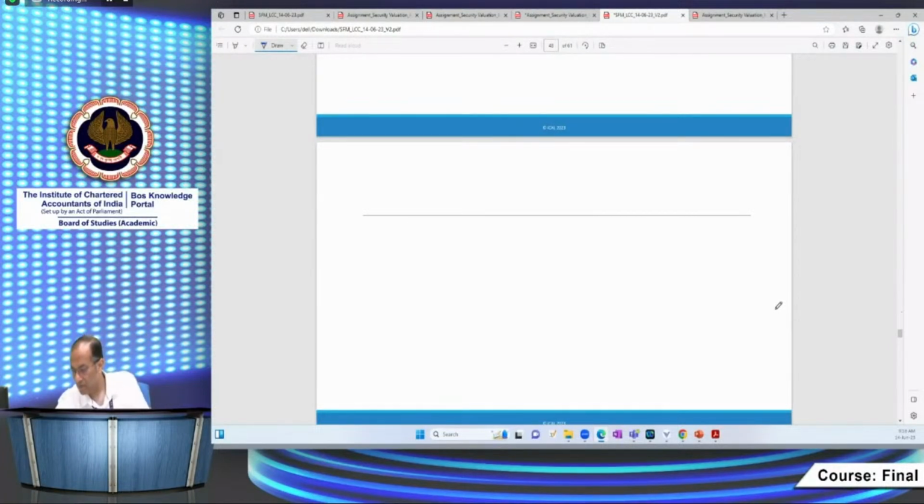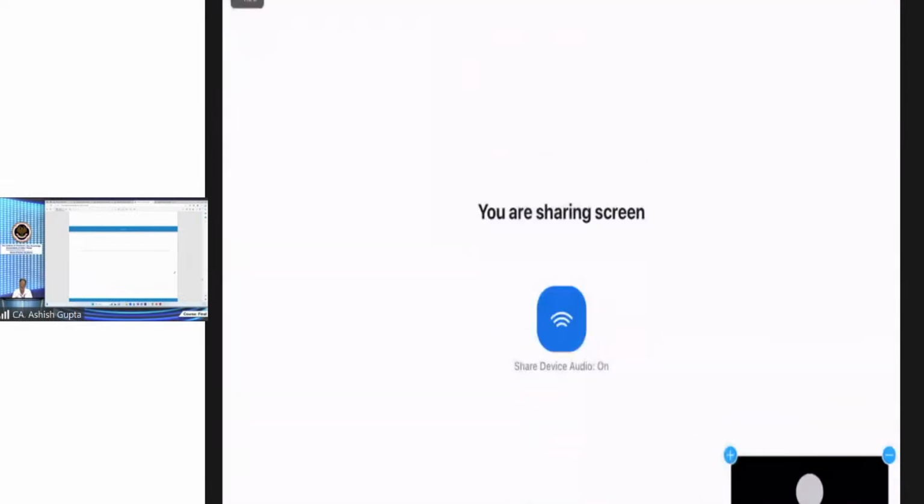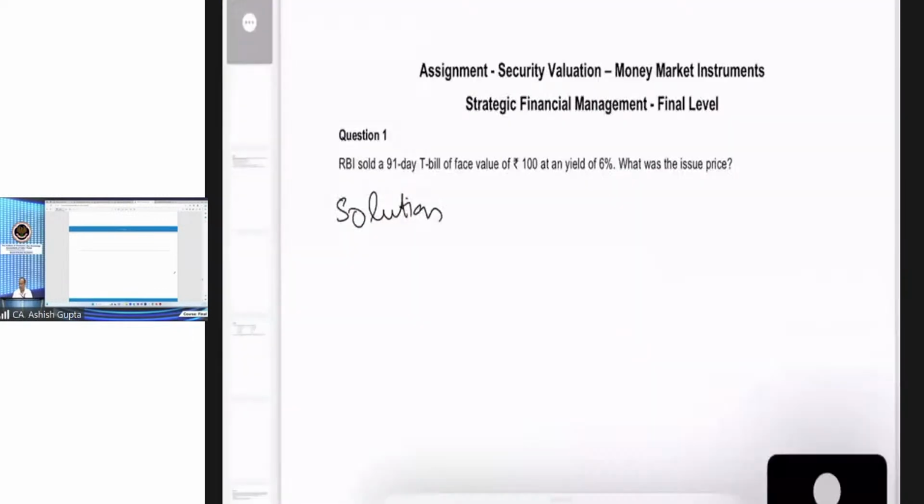अशोक जी, हाँ मैं स्विच कर रहा हूँ इस पे. Ashok ji, screen is visible. Okay.